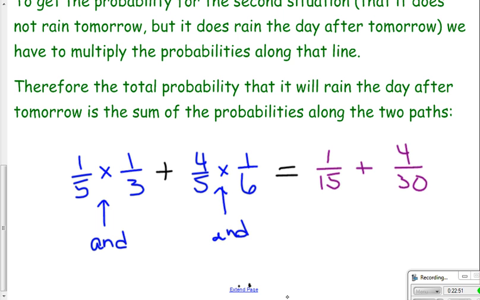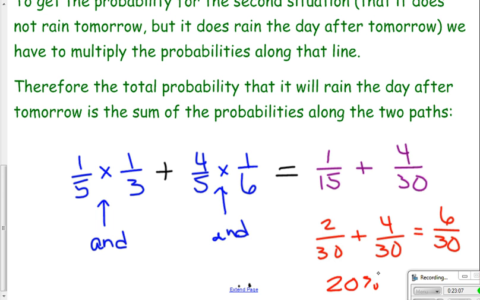We need to get a common denominator. And so that would be 2 out of 30 plus 4 out of 30, which is 6 out of 30. And that reduces to 1/5, or if I wanted a percent, which is what weather is stated as a lot, I would write that as 20%. So there's a 20% chance of rain the day after tomorrow, according to our information.